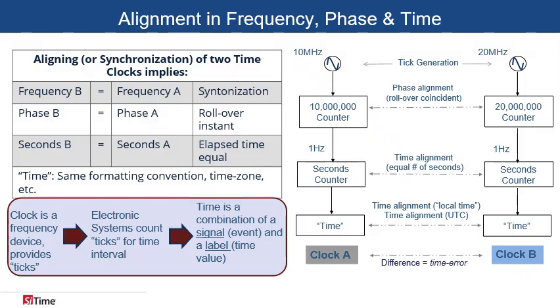We can make it a little more fancy and look at time alignment in terms of local time, because then we have to take into account where we are in the world, what time zone, etc. So basically, the difference between the time values of the two clocks is also referred to as the time error. So a clock is a frequency device providing ticks. Electronic systems count ticks for time interval, and time is essentially a combination of event, which is the instant we are looking at, and a time, elapsed time, shall we say, from the chosen starting point.